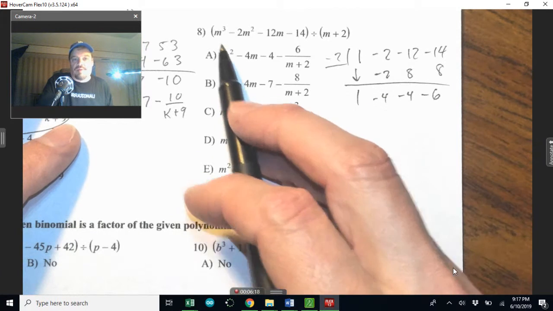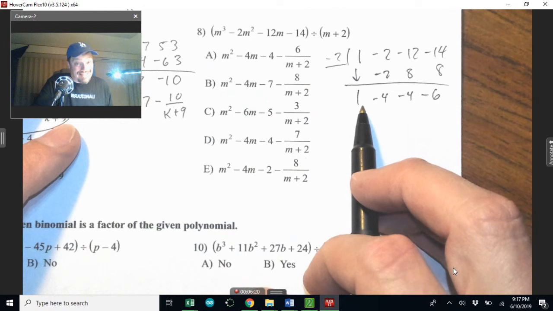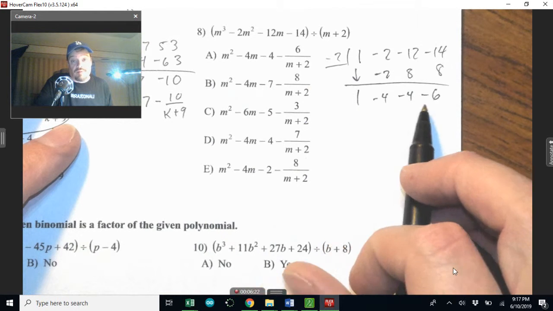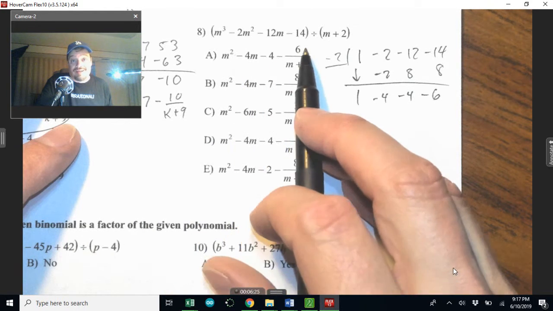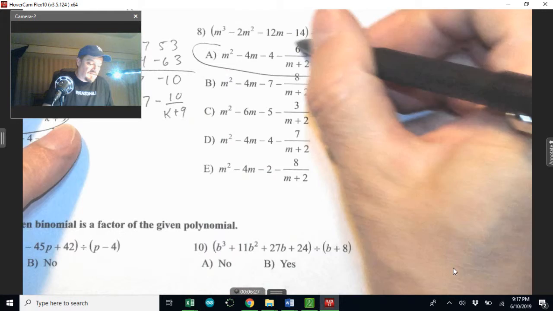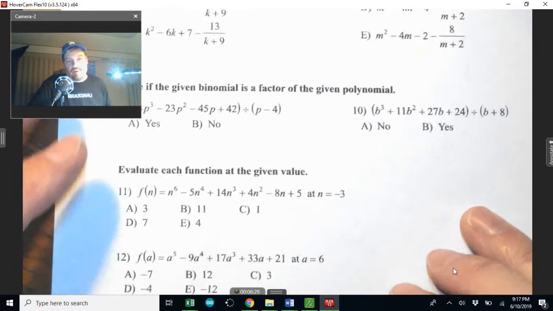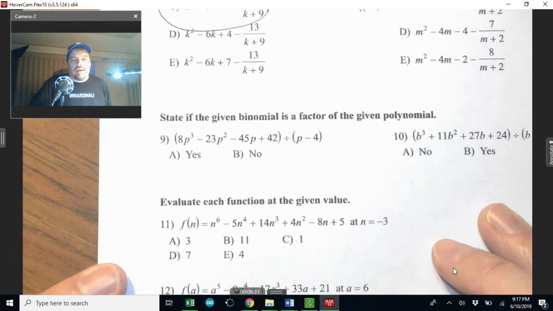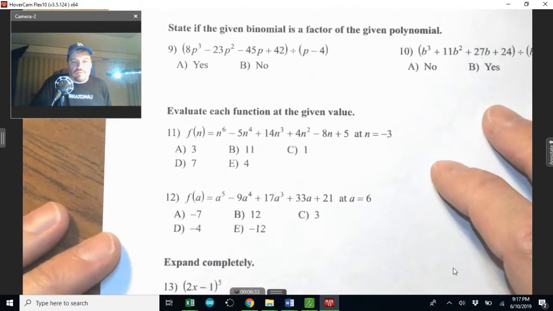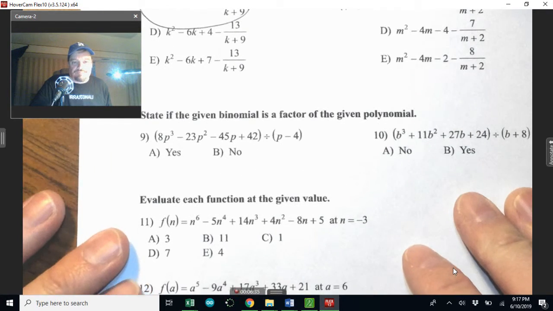So this is m to the third. He drops to an m to the second. So here, minus 4, minus 4, minus 6, minus 4, minus 4, minus 6. All right, so the answer is A. All right, that shouldn't be too hard for you. All right, we'll do 9. We'll actually go up to 12, and we'll stop.